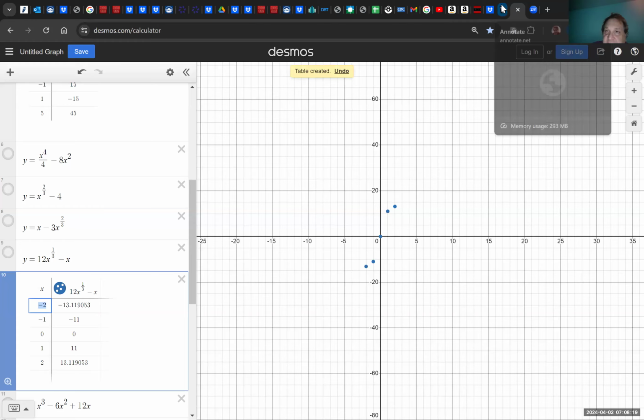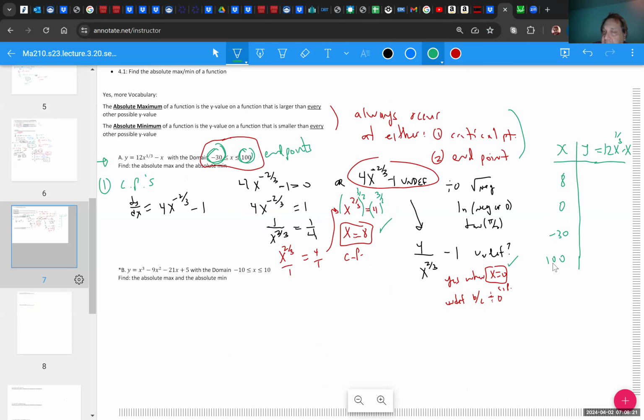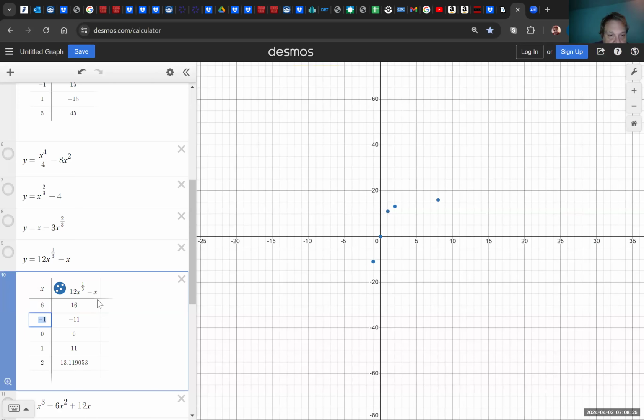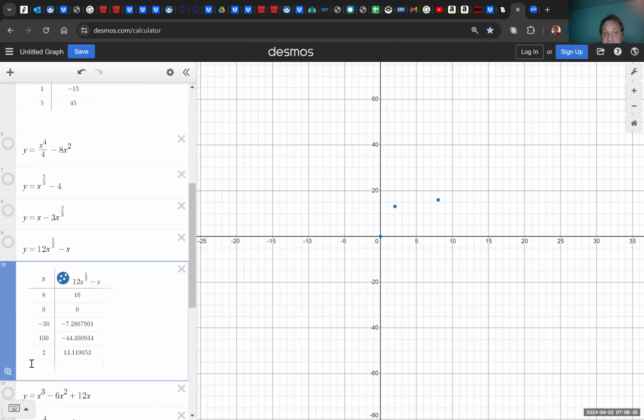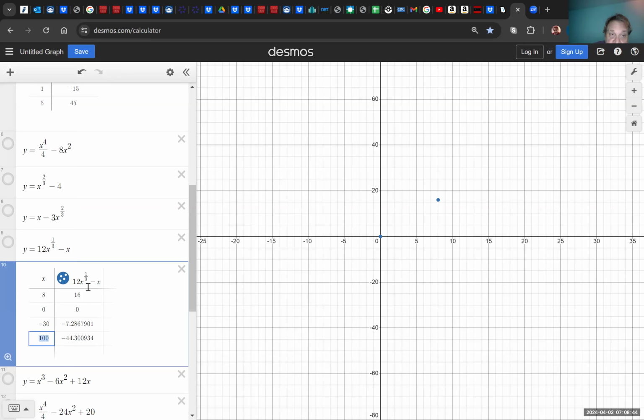And once again, just to remind you, 8, 0, negative 30, and 100 are my four. Let's get rid of this last one. Those are my four possible absolute max, absolute min. We know it occurs at a critical point or endpoint, and there's only four of them, and there they are. So the y value here is 16. The y value here is 0, et cetera, et cetera.